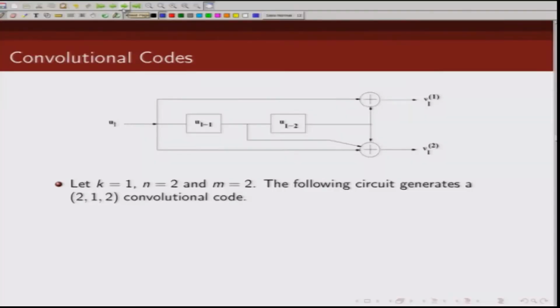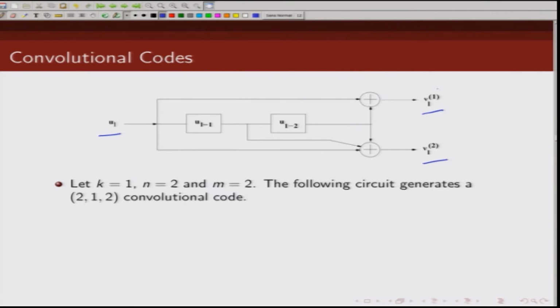So, let us take an example now of a convolutional code. Here we have one input and two outputs. The input we are denoting by u of l, output we are denoting by v of l 1, v of l 2. Now, note here each of the outputs not only depends on the current input which is u of l, but it also depends on these past values. It also depends on what u of l minus 1 was, what u of l minus 2 was. So, this is an example of memory order 2.